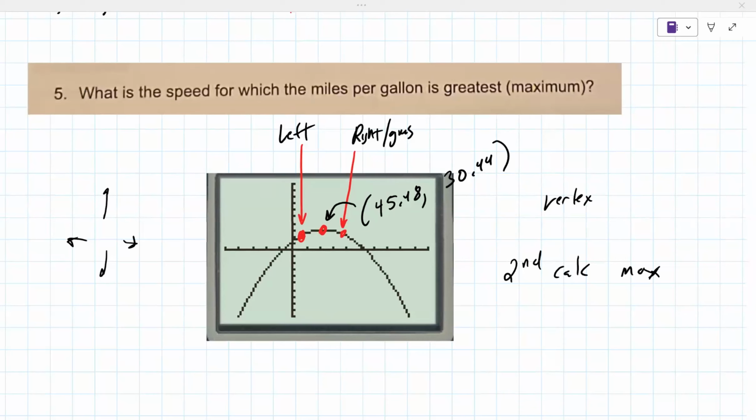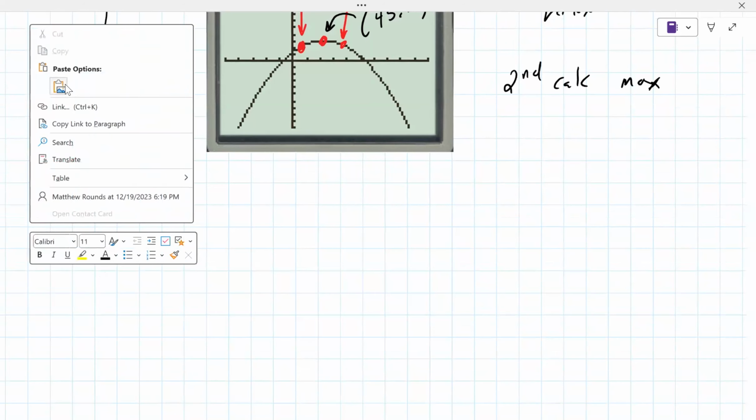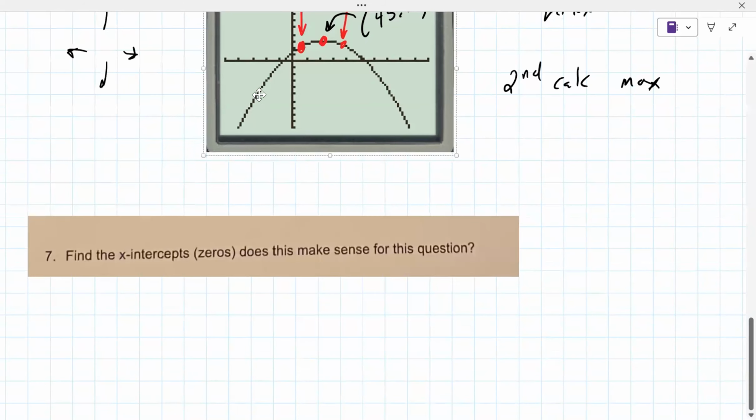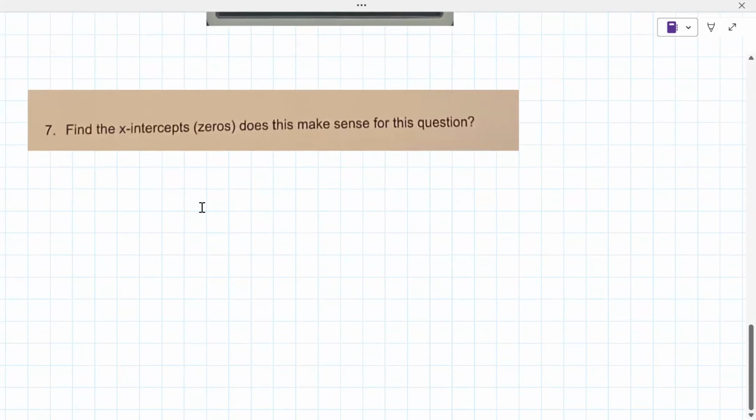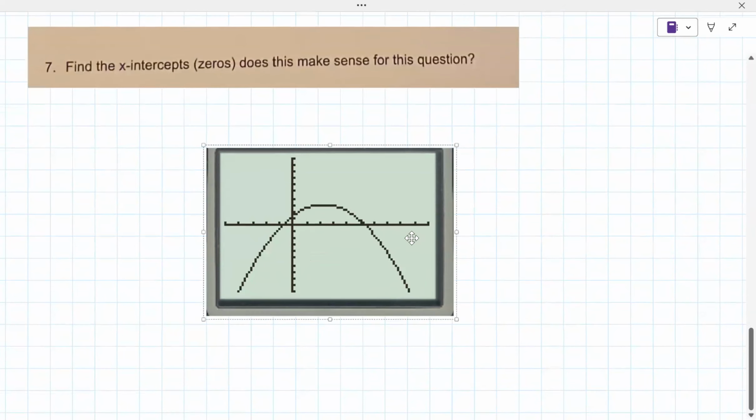All right, we're gonna come back to 6. We're gonna do 7 next. 7's again on the calculator. What are the increasing and decreasing intervals? We're gonna come back to that. Okay, so let's do 7 first.